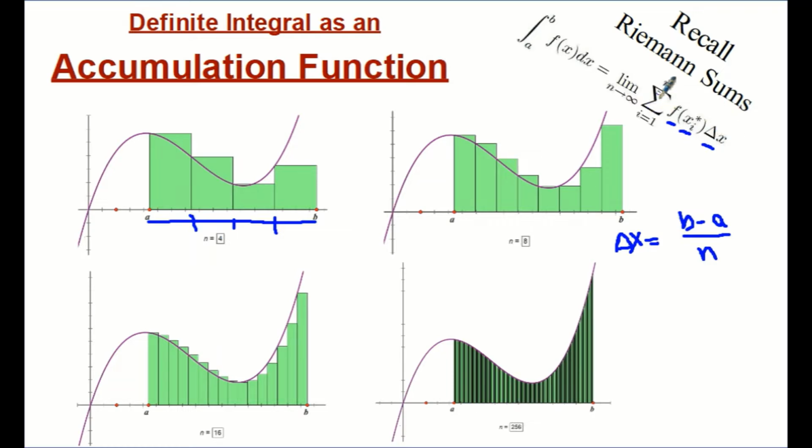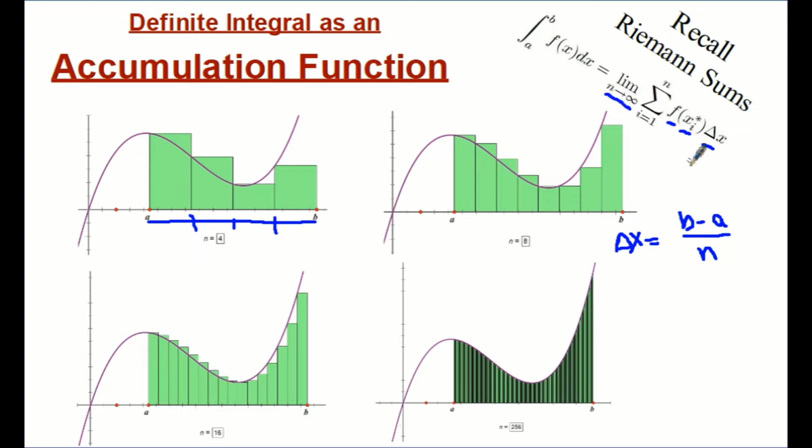You add all those up from the first one to the nth one, and as you get more and more rectangles, starting with n equals 4, then n equals 8, then down here n equals 16, then n equals 256, you can see the error is getting less and less. The limit as n approaches infinity is when you're going to get the exact area, or the limit means your error is going to go to 0. So that's the definition of the area under the curve, the definition of a definite integral.